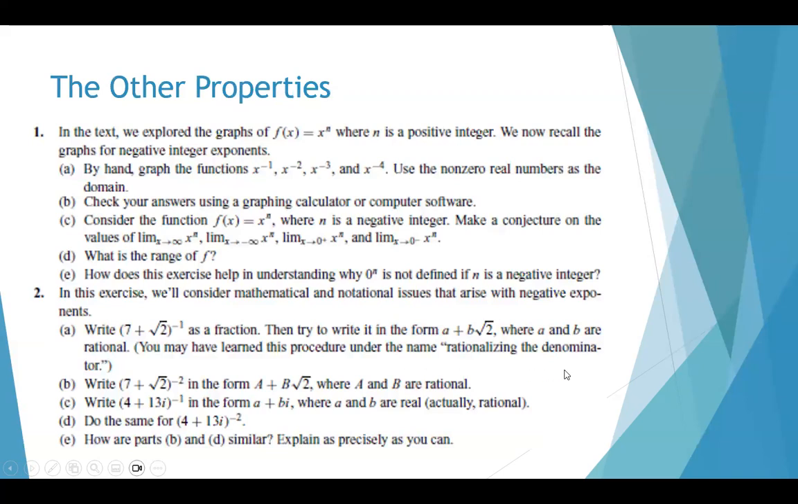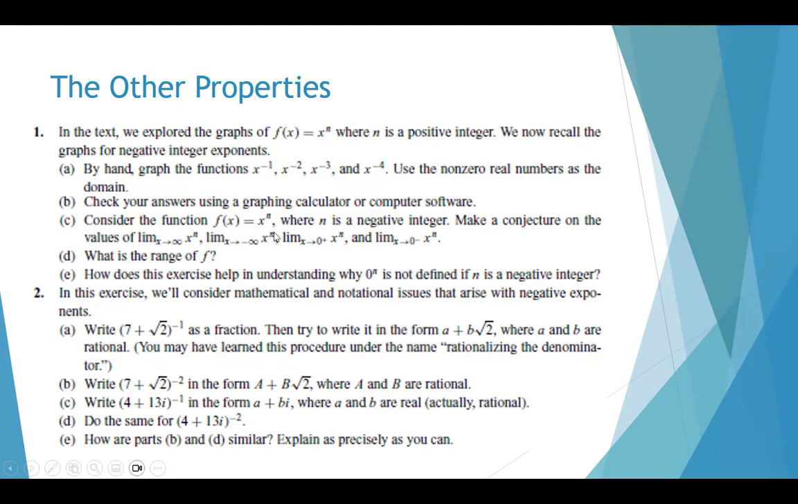All right, so some of the questions from this topic are right here. You're exploring x to the n, where n is a positive integer. And now recall the graphs for negative integer exponents. And by hand, you're asked to graph a few. And then use non-zero real numbers as your domain. So again, you're staying in the reals. Check your answer using something like Desmos.